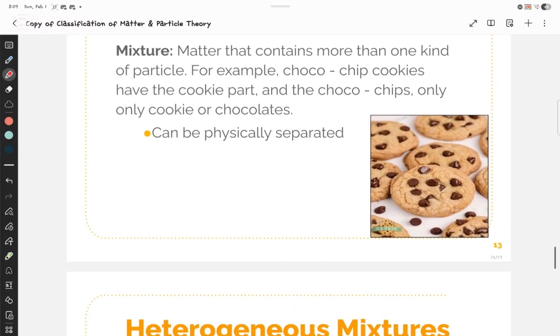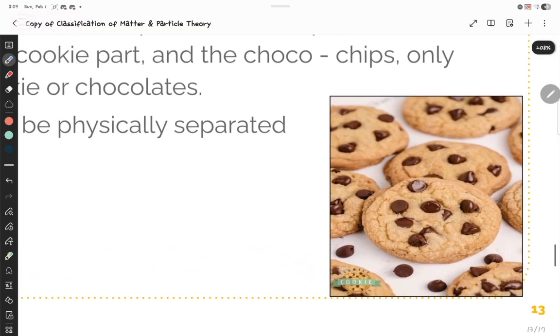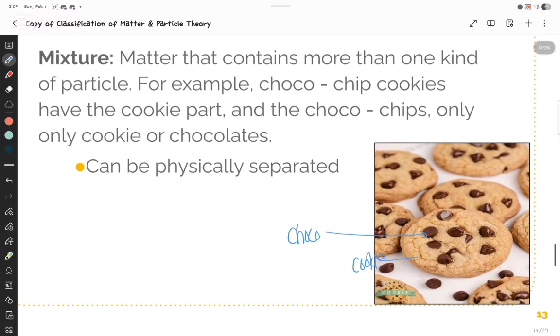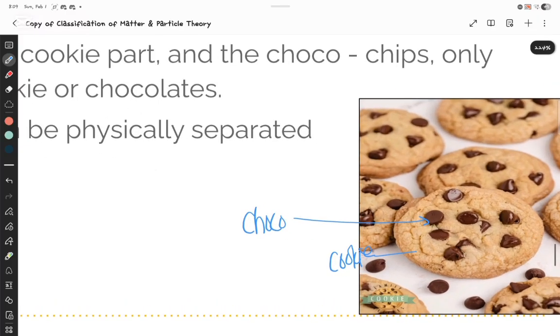So, for example, chocolate chip cookies, right? They have the chocolate and they have the cookie part. So it's two different types of particles in the same container, that thing called a chocolate cookie. That chocolate cookie is made up of two different types of particles. They're not combined.